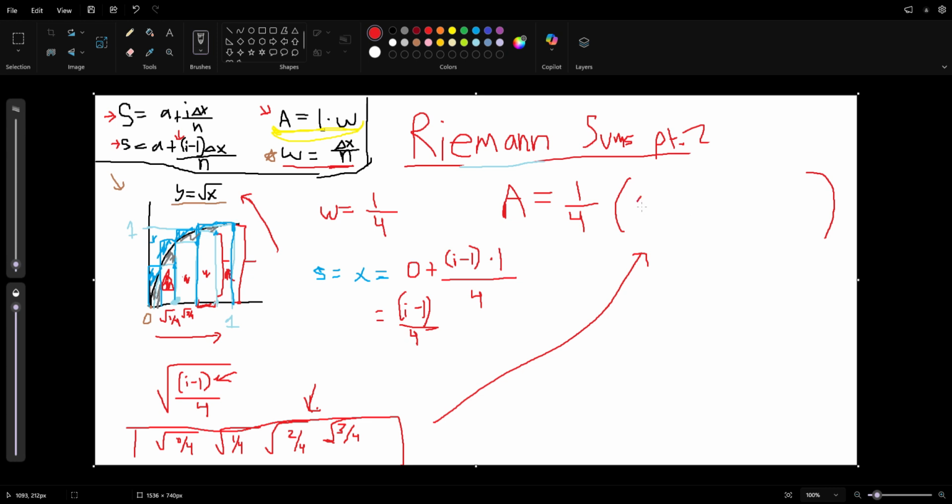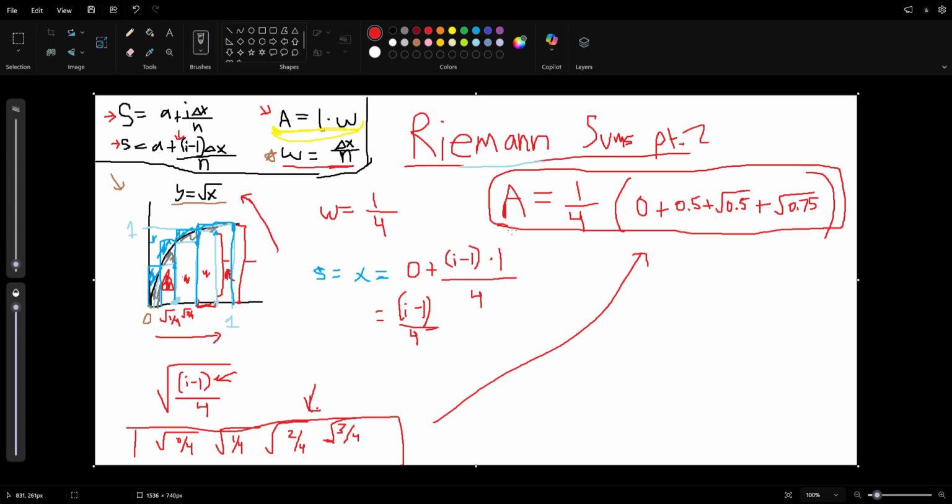Now, root 0 over 4, it's just 0, right? Root 0 is just 0, plus root 1 over 4, which is just 0.5, or 1/2. Root 2 over 4 is just root 0.5, because it reduces to 1/2. And then lastly, root 3 over 4 is just root 0.75. Now, I don't have the exact values for this, because I'm too lazy to find it, so this is what we're going to come up with.